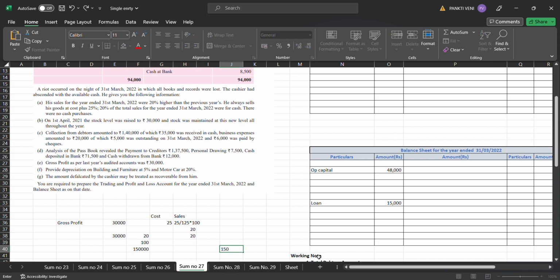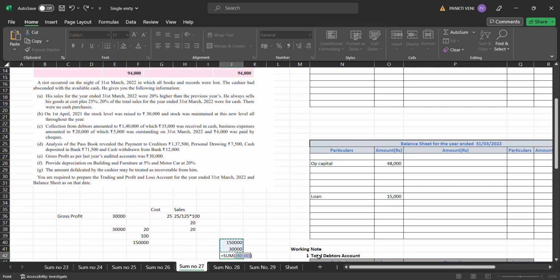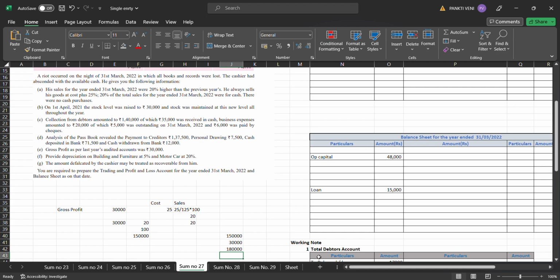So I got my sales. Now it is 20% higher than previous year. So 1,50,000 into 20%. So 15 twos are 30. So I'll get 1,80,000 as my total sales.